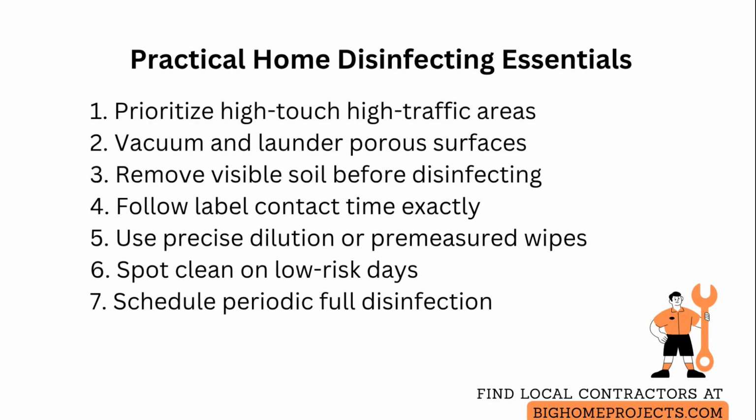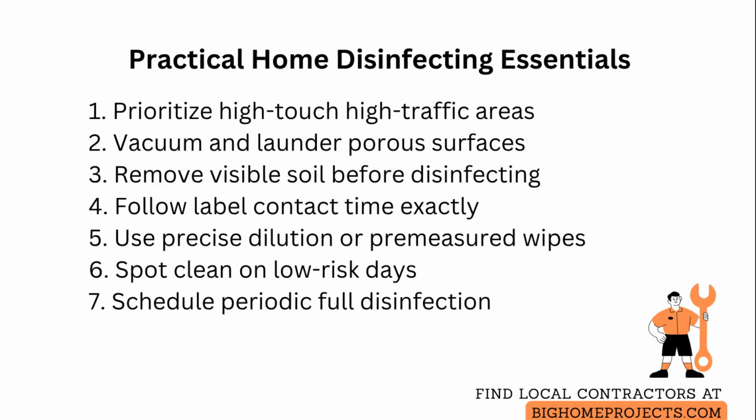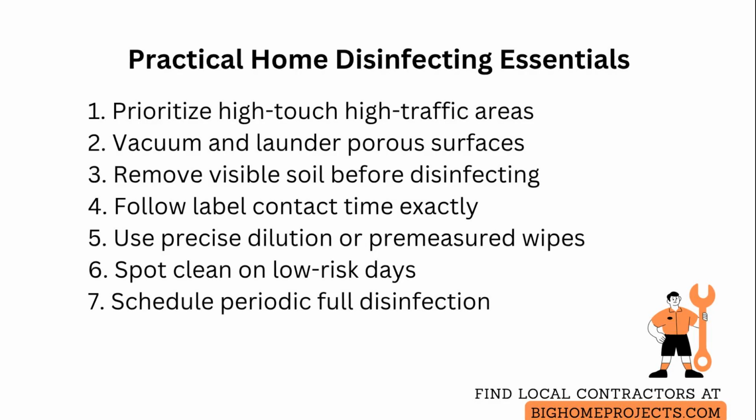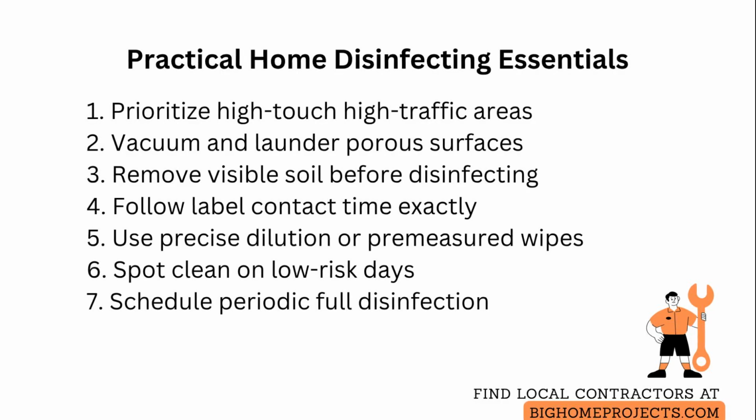or high occupancy. For porous surfaces like fabric or wood, vacuum and launder, or use an approved product labeled for that material rather than widespread spraying, which can damage finishes and waste product. Use a two-step approach where visible soil is removed with detergent and water or an all-purpose cleaner before applying a registered disinfectant so the product can contact the surface and work effectively.